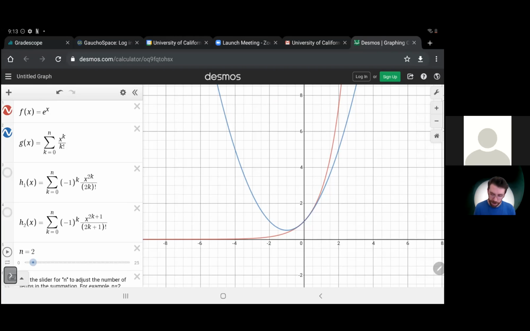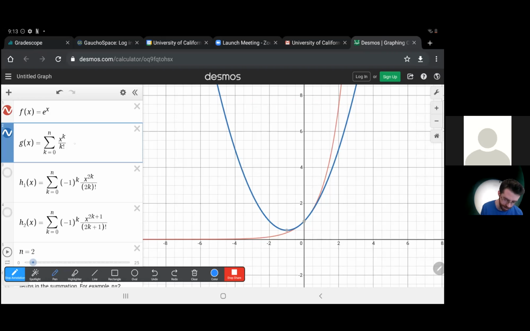So here's Desmos, just a little graphing tool. And I have two functions that I've written in here. Or, well, I have some more complicated things, but we're just going to focus on the red and the blue graph to start with. The red graph is just e to the x, right? That looks familiar to you guys. The blue graph is a little more complicated. I have it written as a sum from k equals 0 to n of x to the k over k factorial, okay, which maybe looks like nonsense.